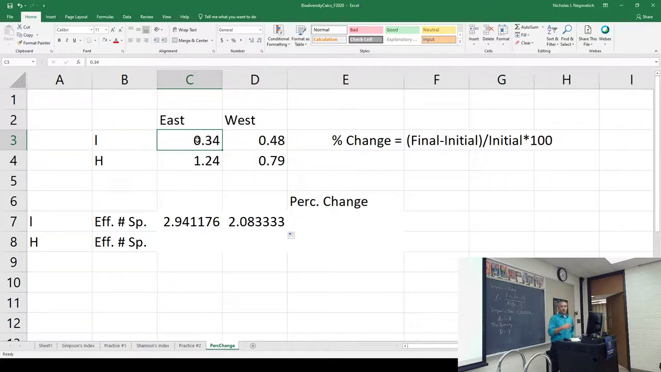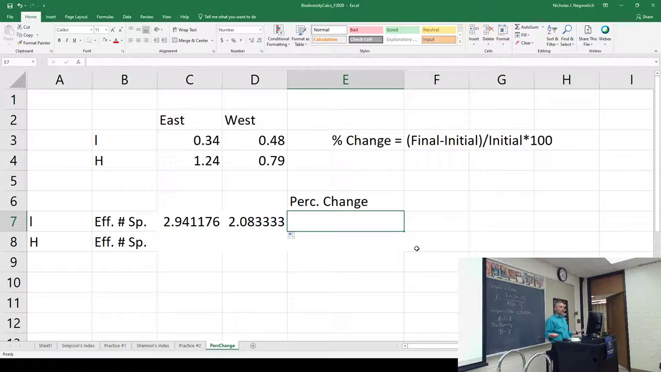All right. If we hold evenness constant, then diversity will increase when we add more species. So just by this fact alone, we said east was more diverse. We expected east to have more species, have a higher true diversity. And it is. All right, so now our percentage change is our final minus initial.